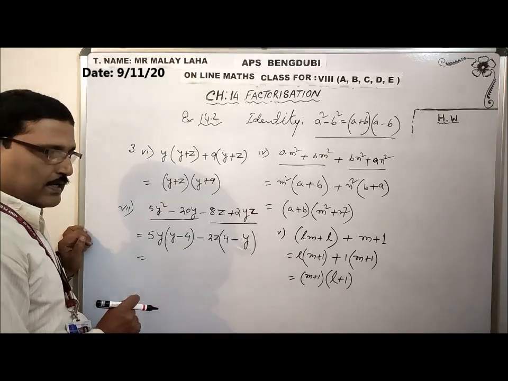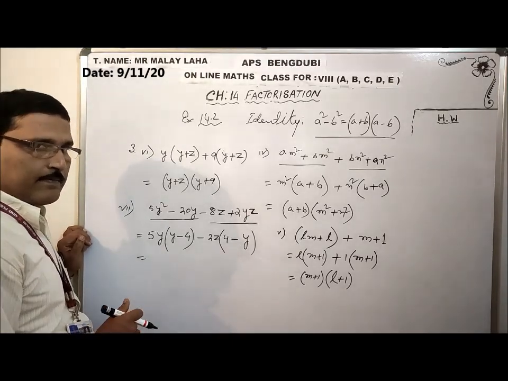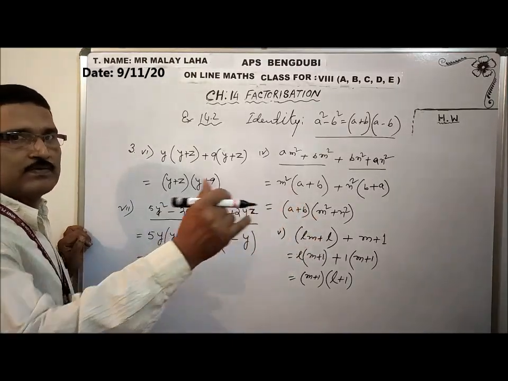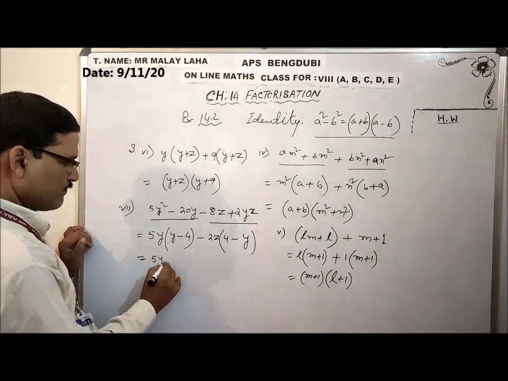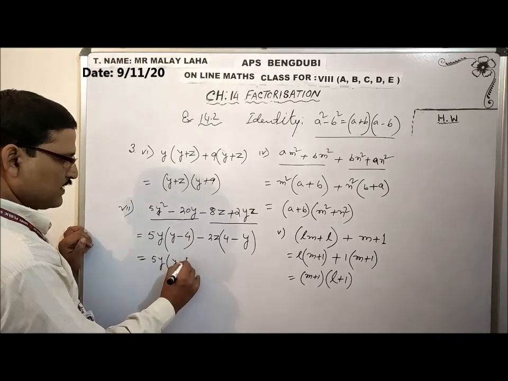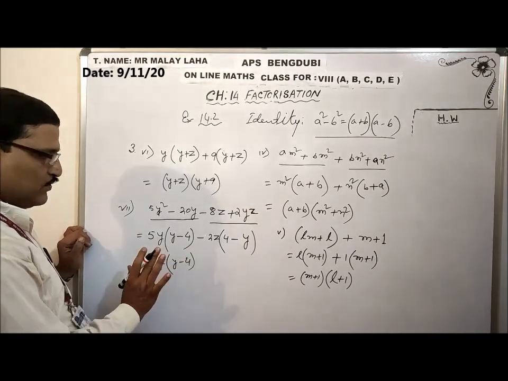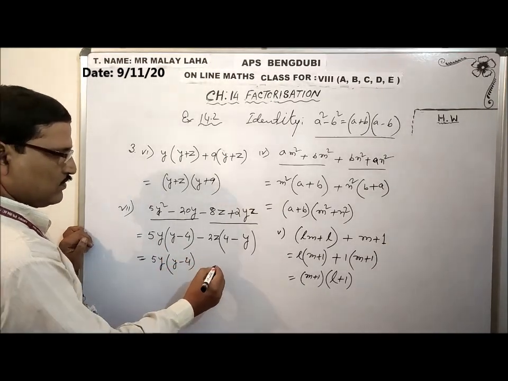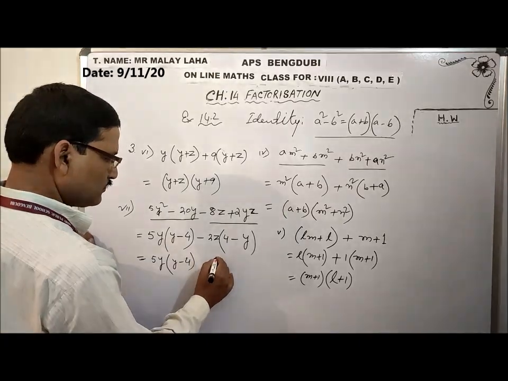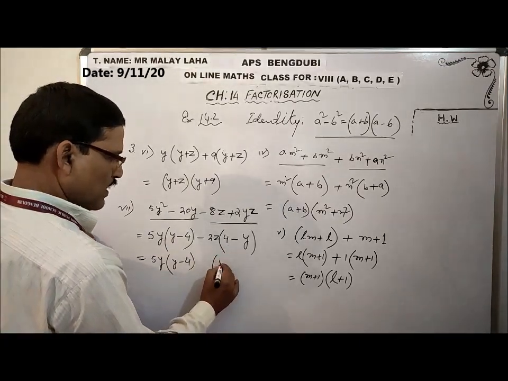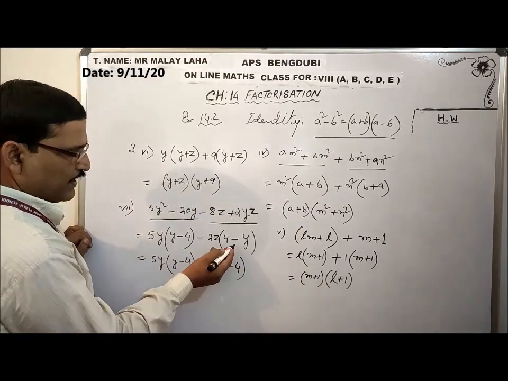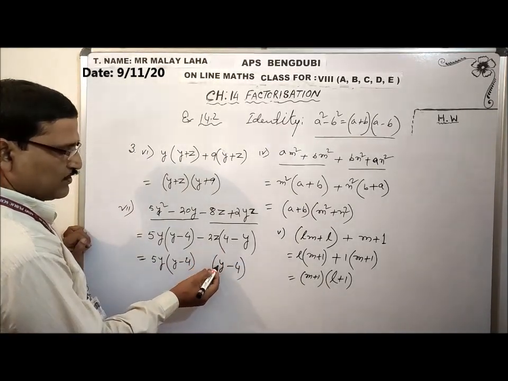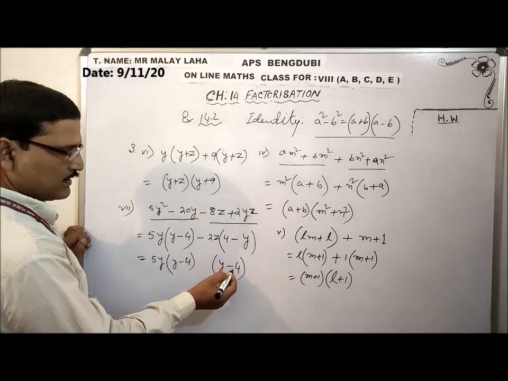Generally, in your algebra, the variable comes first and the constant comes later. Okay, so 5y, y minus 4. I am keeping this sequence. And then if I write down here, y minus 4, what changes have I got? It was minus, now it is plus. It was plus, now minus.